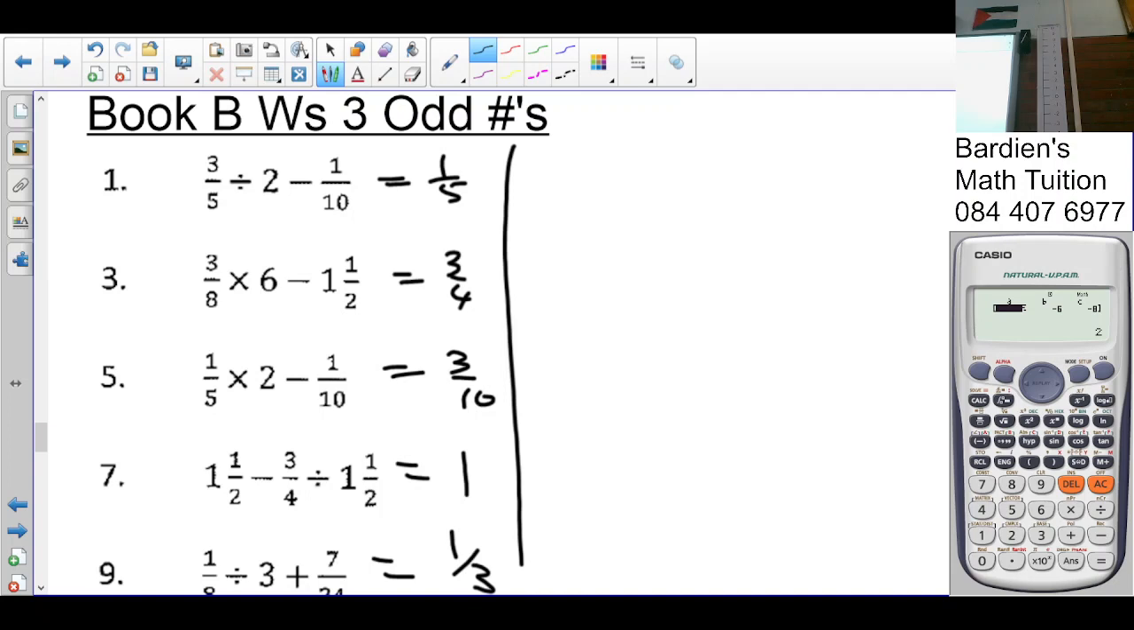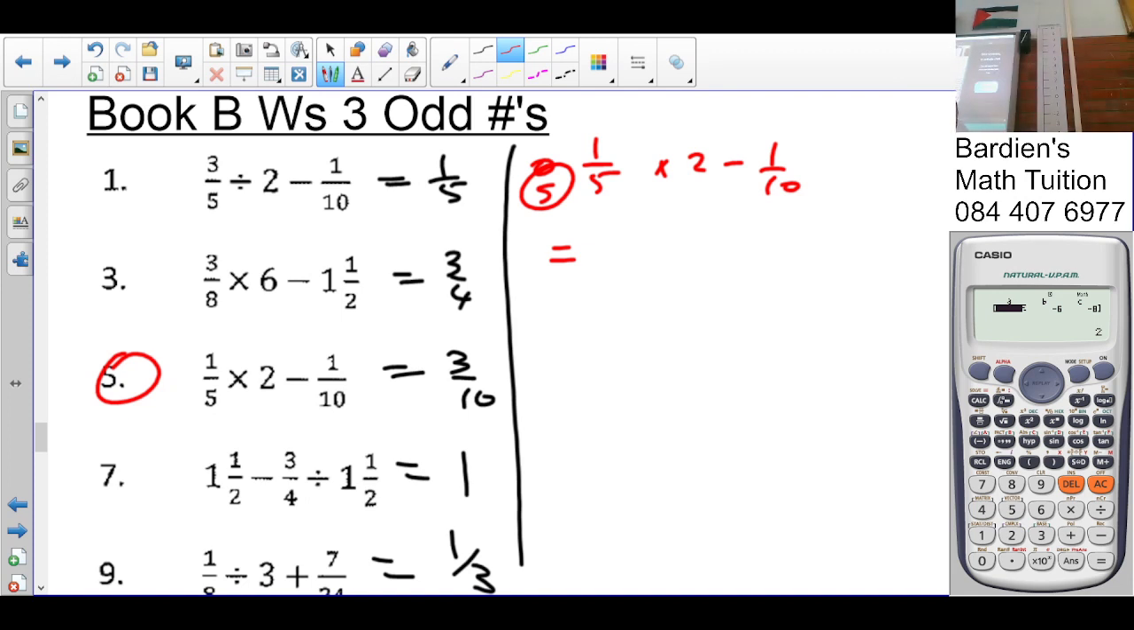So you must try and sort the issues out you have. Number 5? Right, you got number 5, right? So it's 1 over 5 times 2 minus 1 over 10. Go with it. 2 over 5. So that's naturally over 1. Nothing can cancel there. So 1 times 2 is 2, 1 times 5 is 5, minus 1 over 10.